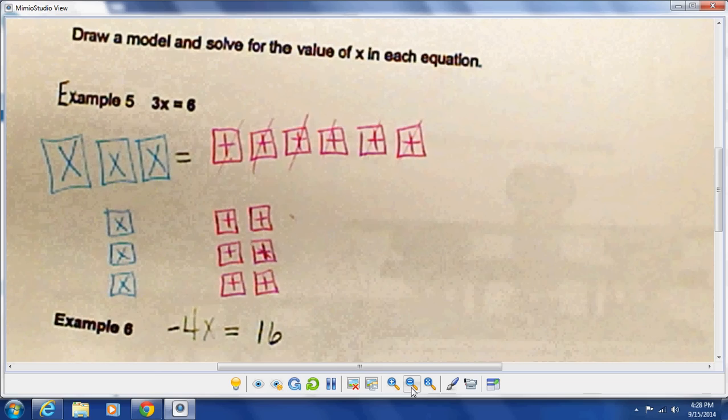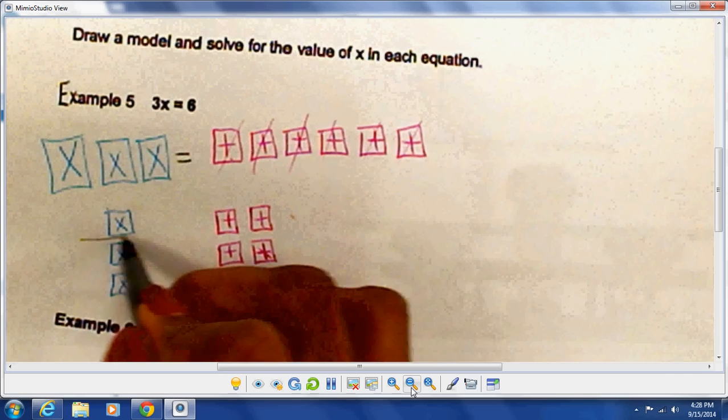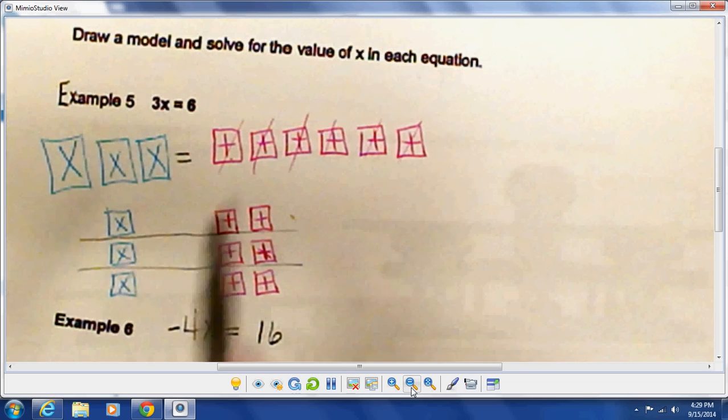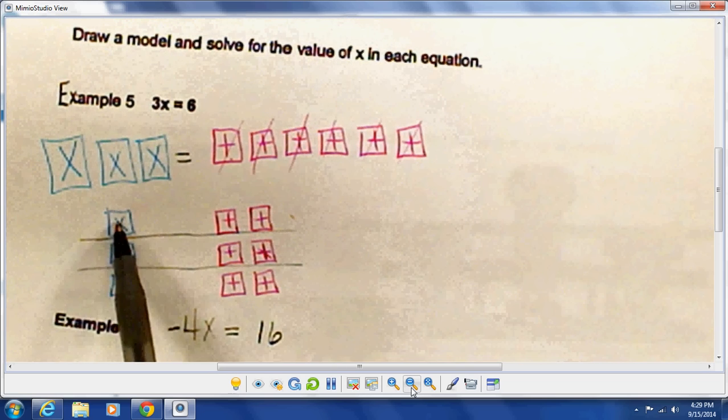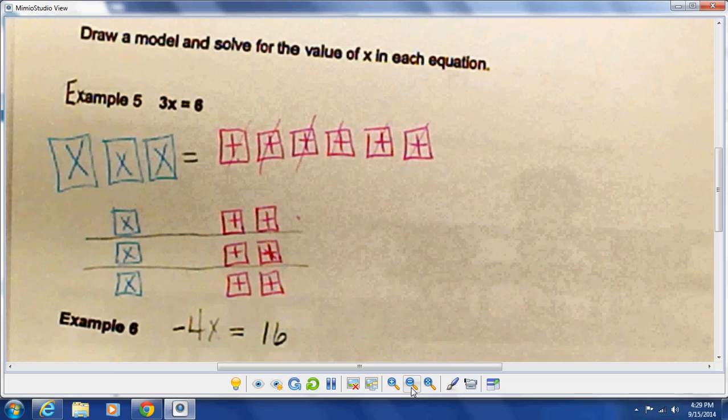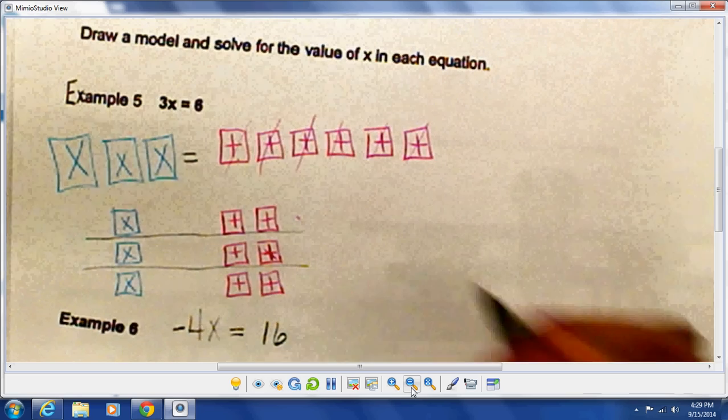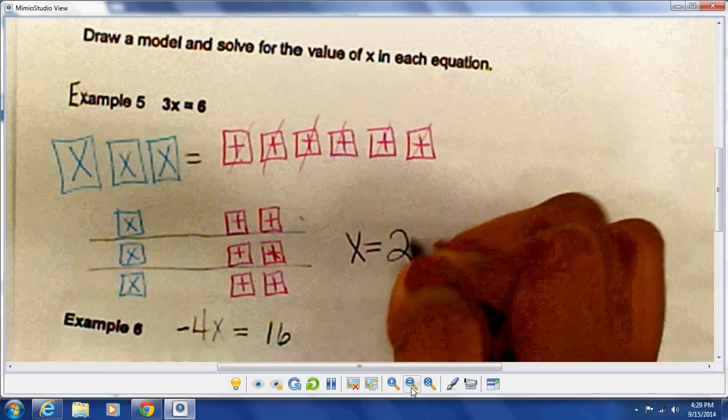So therefore, basically what I have is I have 3 groups here. But in each group, I have that 1x equals 2. And remember, I'm trying to solve for 1x. So therefore, my solution is x equals 2.